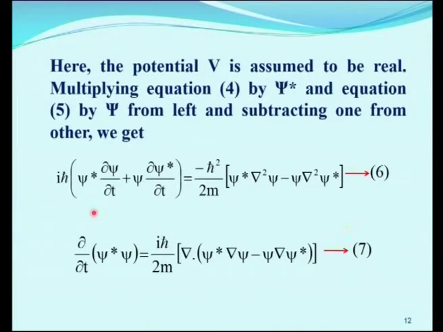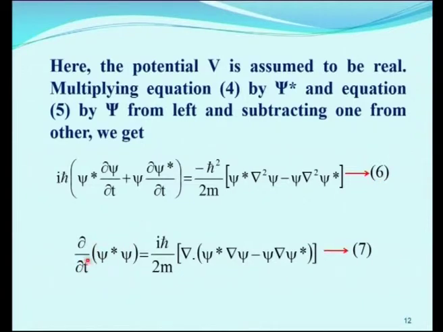So, after simplifying we get iħ ψ* ∂ψ/∂t + ψ ∂ψ*/∂t = -ħ²/2m (ψ* ∇²ψ - ψ ∇²ψ*). This is equation number 6.